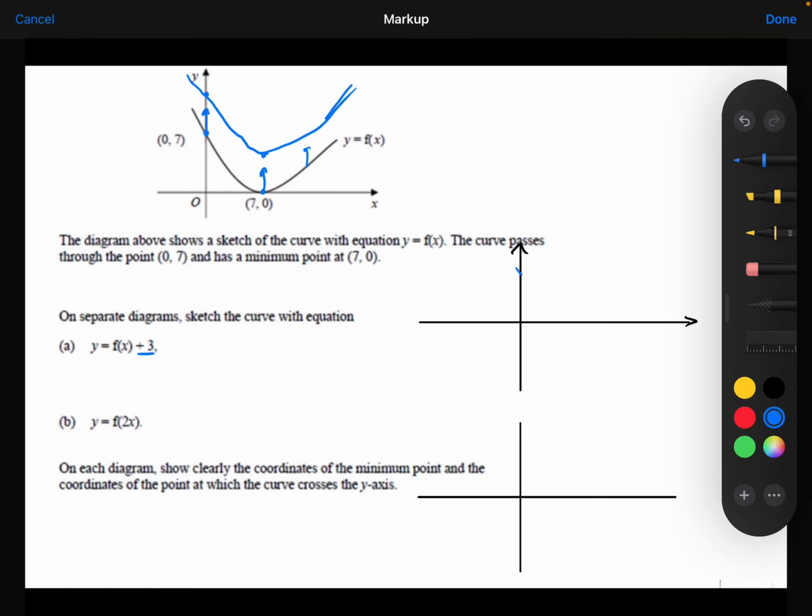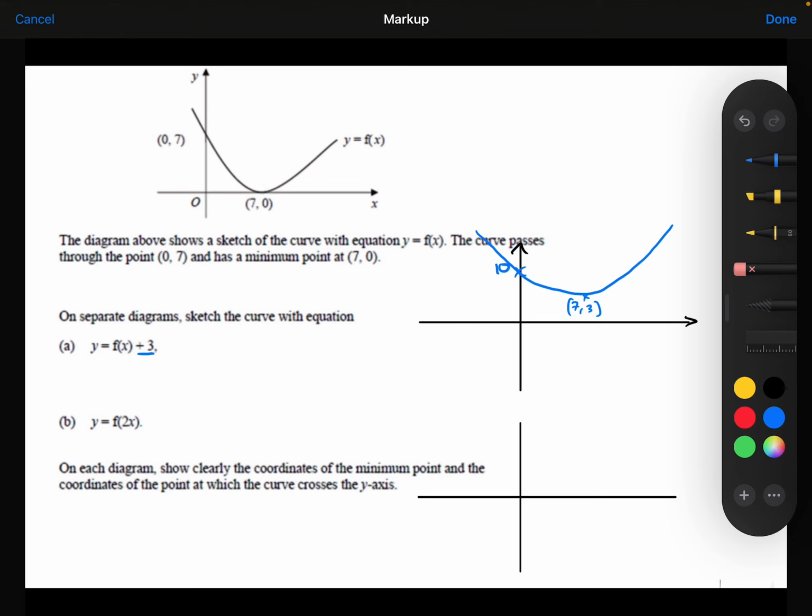So it's going to cut through the y-axis at 10 there. It's going to have a minimum at the coordinates (7, 3). Looking something like this. So that's my answer to part A.